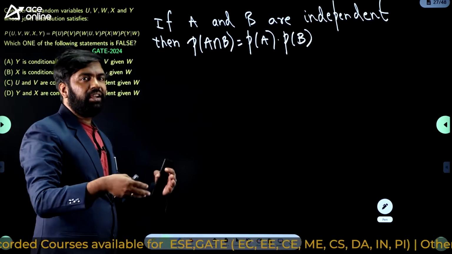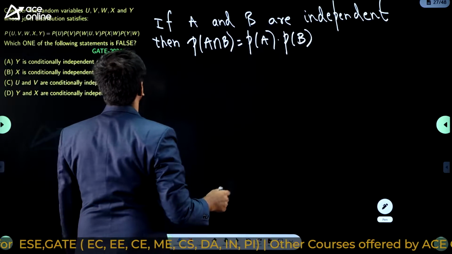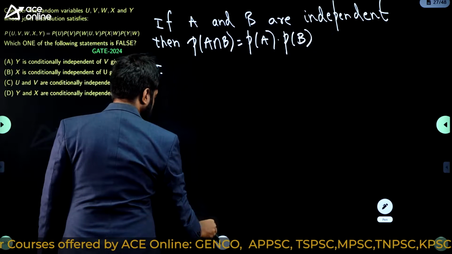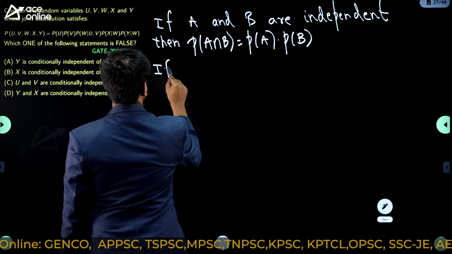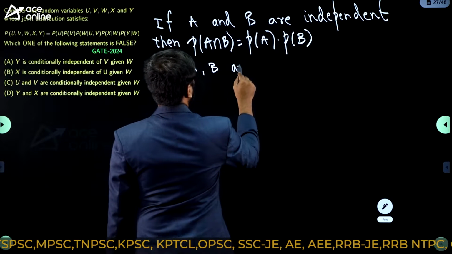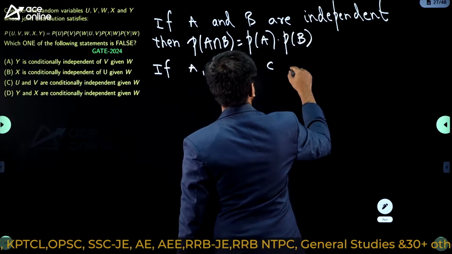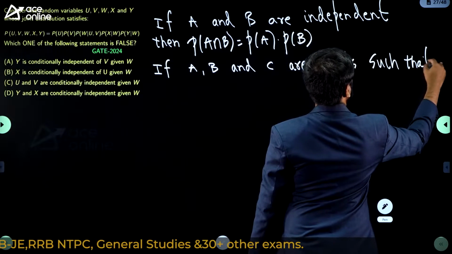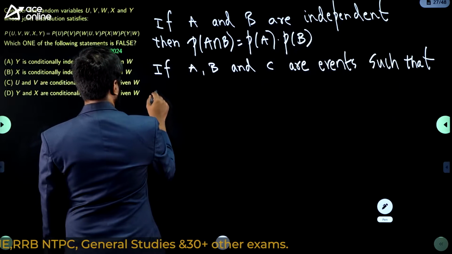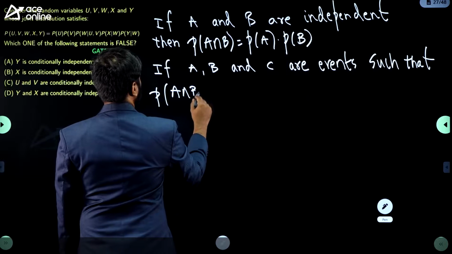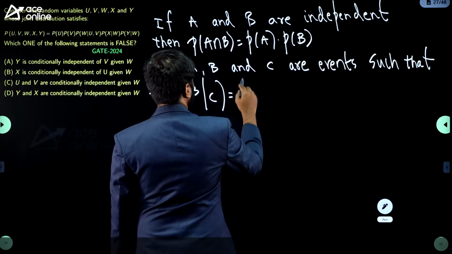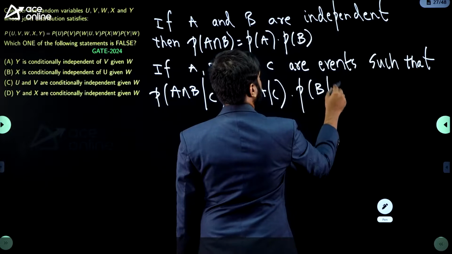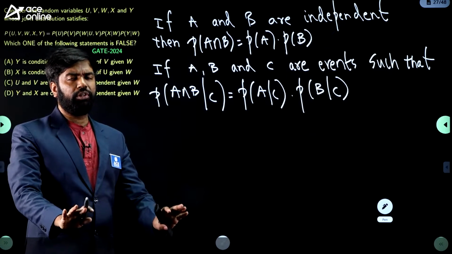Next, let us take A, B, C to be events. Suppose A, B and C are events such that, have a look at this, P of A intersection B given C satisfies this condition, that is probability of A given C into the probability of B given C. Okay, have a look at this statement, try to observe this very carefully.